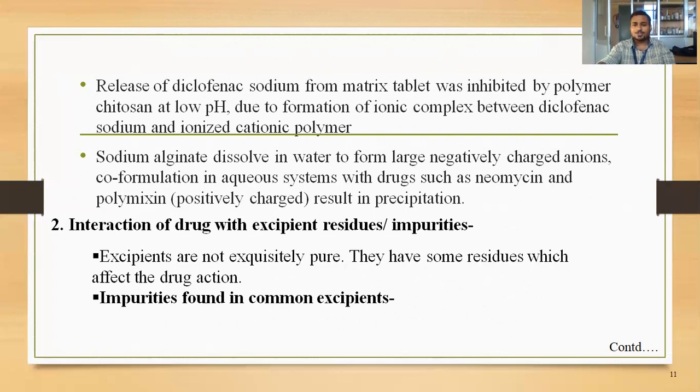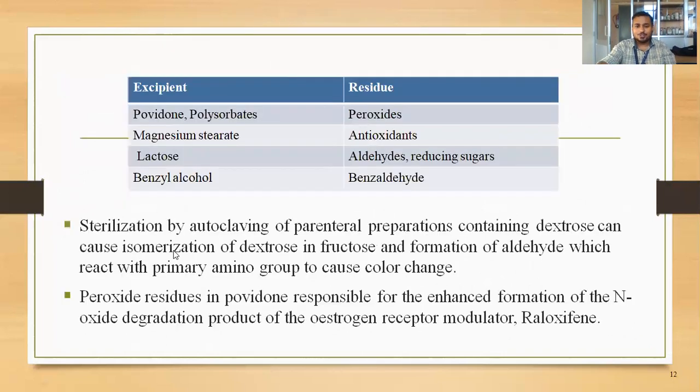Some impurities found in common excipients: for example, povidone and polysorbates have peroxide residues. Okay, magnesium stearate, antioxidants, lactose has aldehydes and reducing sugars. Benzyl alcohol has benzaldehyde. So these are the excipients, and after chemical interactions, some residues occur. These are examples of some residues.